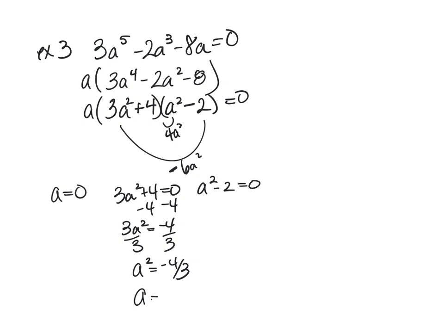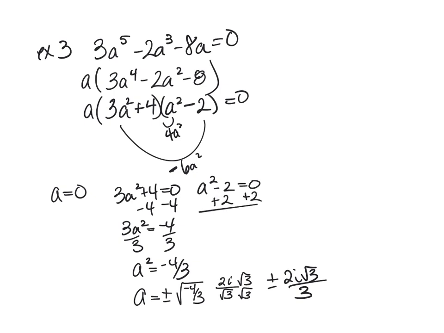So I get a equals plus or minus the square root of negative 4 thirds, which solving it is part of this assignment. So it's 2i over the square root of 3. And then we rationalize by multiplying by square root 3 over square root 3. So we get plus or minus 2i square root 3 over 3. Which is totally imaginary. I don't know what we're going to do about that. We'll talk about that in a second. Plus 2. And then, so a squared minus 2 equals 0. A squared equals 2. A is plus or minus the square root of 2. And that's approximately plus or minus 1.4.